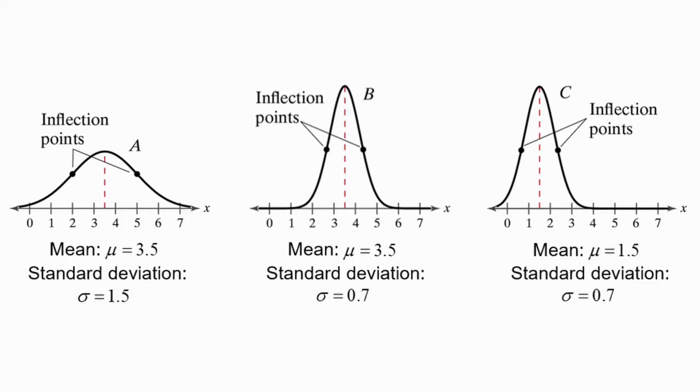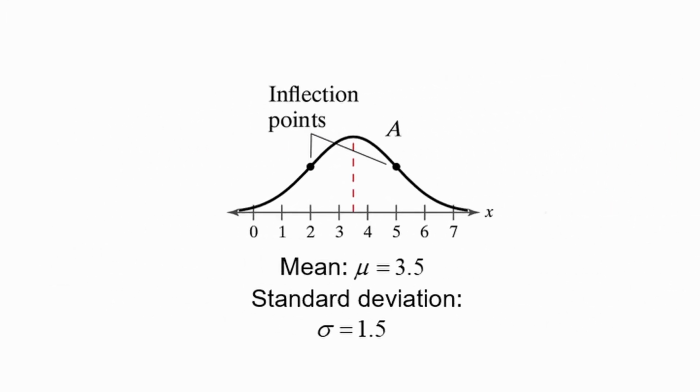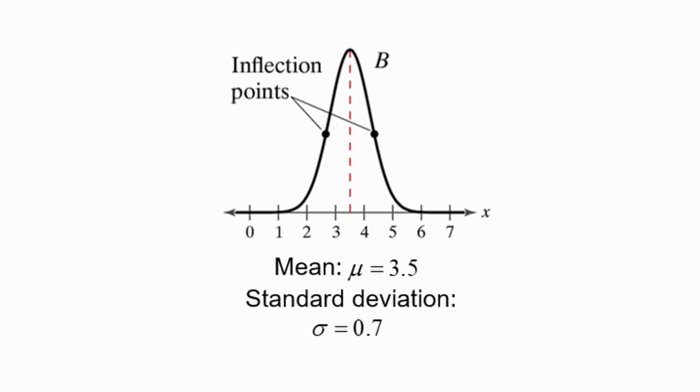So looking at these, in the first case, we have inflection points that land at 2 and 5. As you can see, that's where the curve starts to come back around. So the standard deviation, since we have that mean in the middle of 3.5, would be about 1.5. For the second case, we can see that that curve is taller. Now, it's easy to look at these curves and assume that because one is taller, that means it has a higher mean. That doesn't mean the mean is larger.